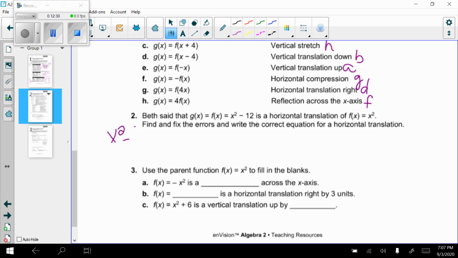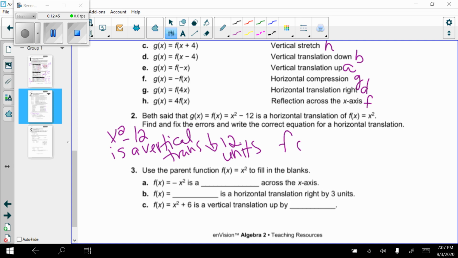X squared minus 12 is a vertical translation down 12 units. If she wanted to write the equation for a horizontal translation, it would have looked like f of x equals, we need some parentheses, x minus 12 inside parentheses, quantity squared.